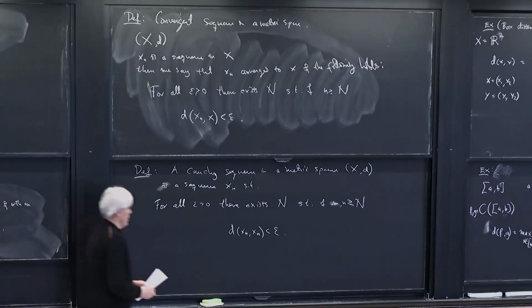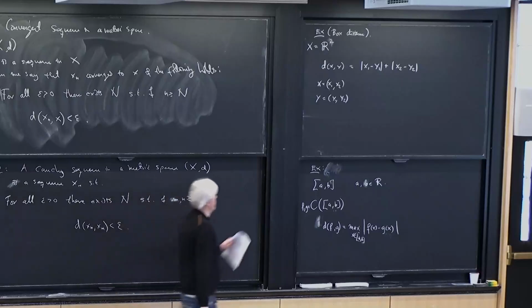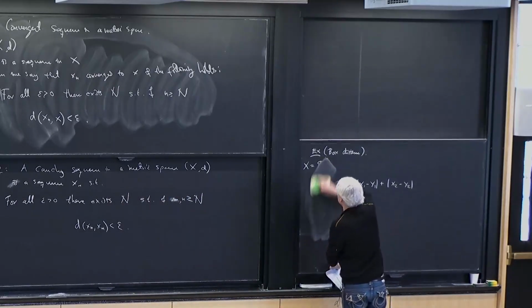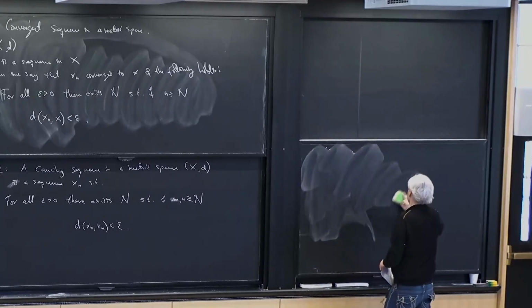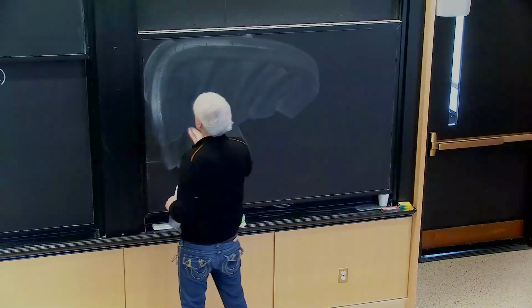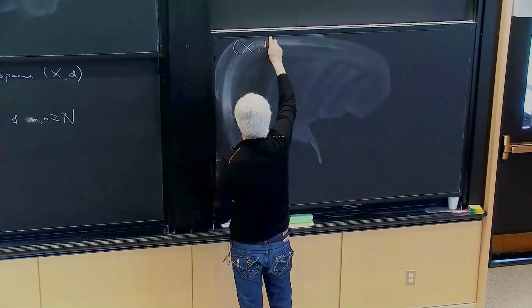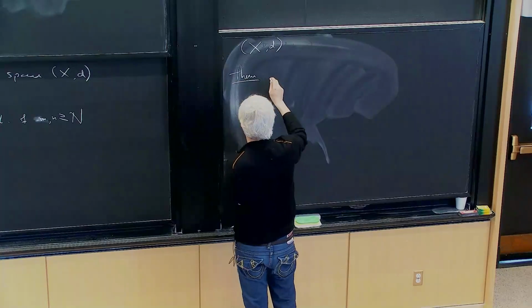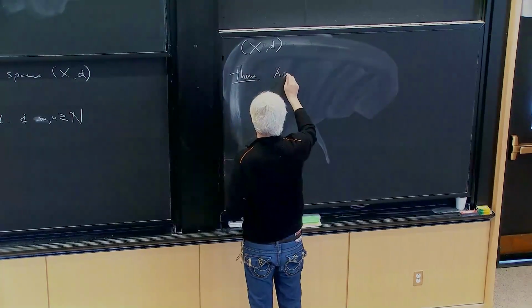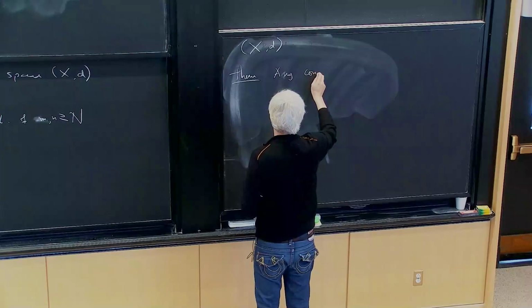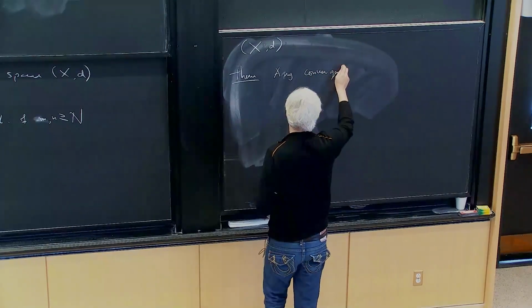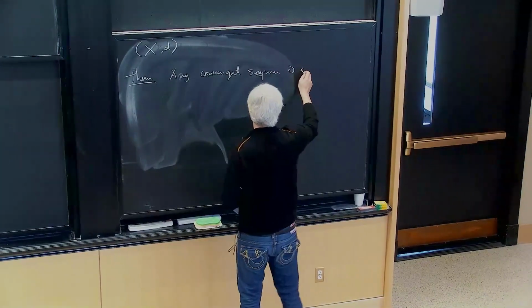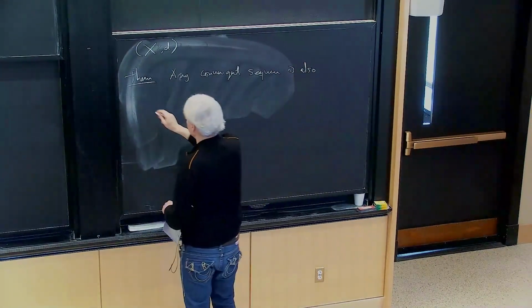And so now we have this theorem, and I think I mentioned it before the break, but let's quickly run through it because it's very short. If this is a metric space, then the theorem is that any convergent sequence is also a Cauchy sequence.